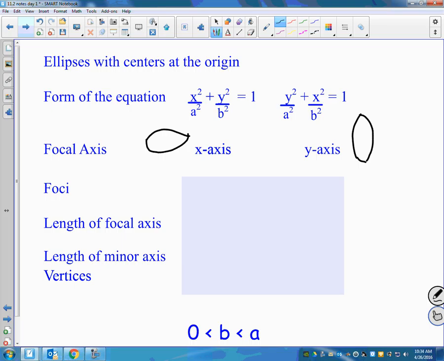I always say the major axis because the Algebra 2 book that I used to teach out of, when we did conics in Algebra 2, called it the major axis, but focal axis is the same thing. Your foci are C units from the center, and since the center on these is 0, 0, your foci are just going to be C units left or right if it's horizontal, C units up or down if it's vertical.